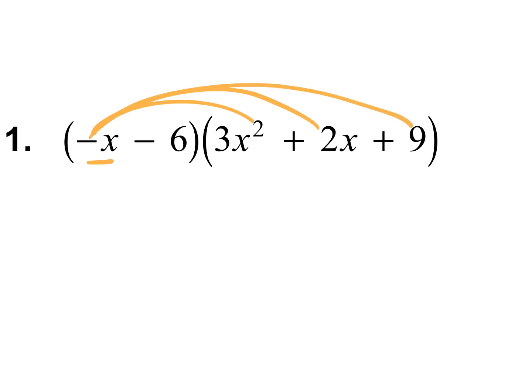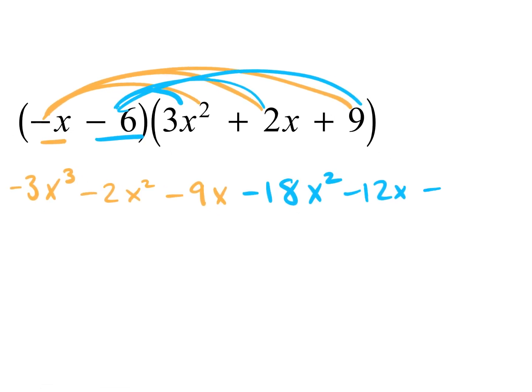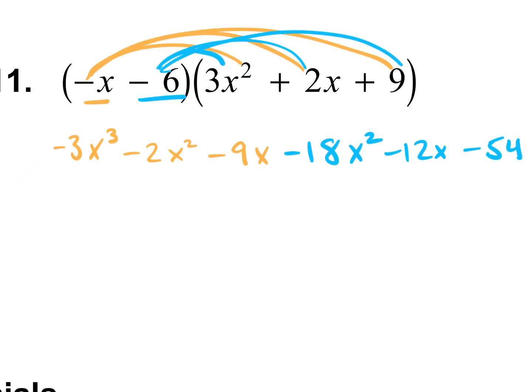So starting with negative x. What's negative x times 3x squared? Negative 3x cubed. What's negative x times 2x? Negative 2x squared. Negative x times 9? Minus 9x. Now we move on to the negative 6. Negative 6 times 3x squared? Negative 18x squared. Negative 6 times 2x? Negative 12x. And negative 6 times 9? Negative 54. What do I have to do next?